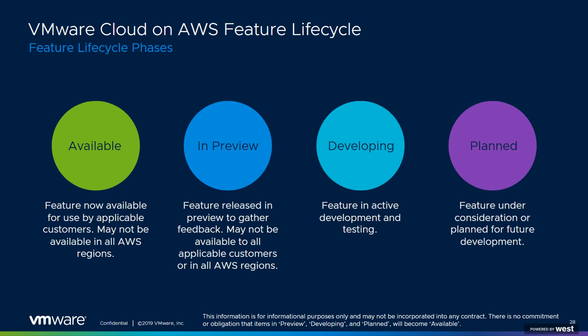Most of the time, that preview is about a quarter in length. Sometimes some of the features require more testing and could be extended for additional testing and validation of that service. Developing really means that there's active coding going on and the service feature is in development and being worked on. And planned essentially means that it's on the roadmap, but nothing has actually been concrete as far as architecture or coding within the system as well.